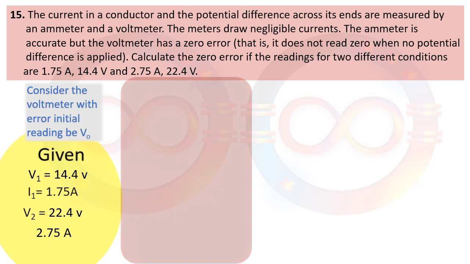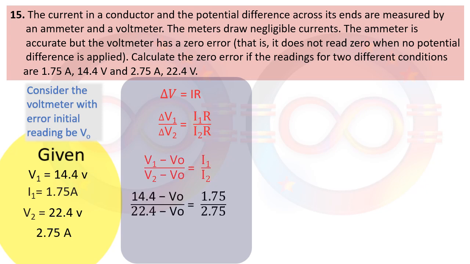So if we apply Ohm's law again here, we know that delta V is equal to IR, or potential difference is equal to I into R. If we take the potential difference for the first condition and the second condition and divide them, we get the comparison delta V1 upon delta V2 is equal to I1R upon I2R. R would get cancelled here, and then it is V1 minus V0 upon V2 minus V0 is equal to I1 upon I2.